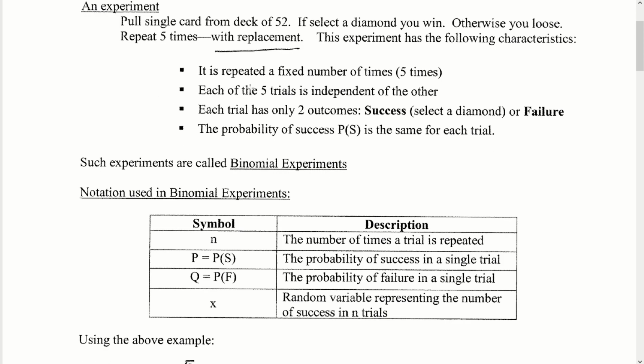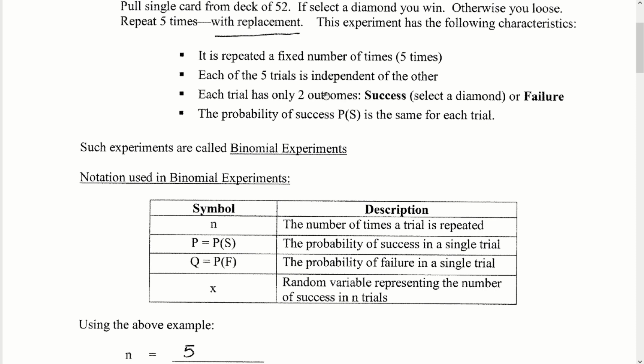So one of the things we're going to have is a fixed number of trials. We're going to call that n. In this case, it's 5 times. It's important that for a binomial process, the trials need to be independent of each other, which is why the selection must be done with replacement. We saw earlier in this unit on probability that if we have selection with replacement, then that will produce independent events.